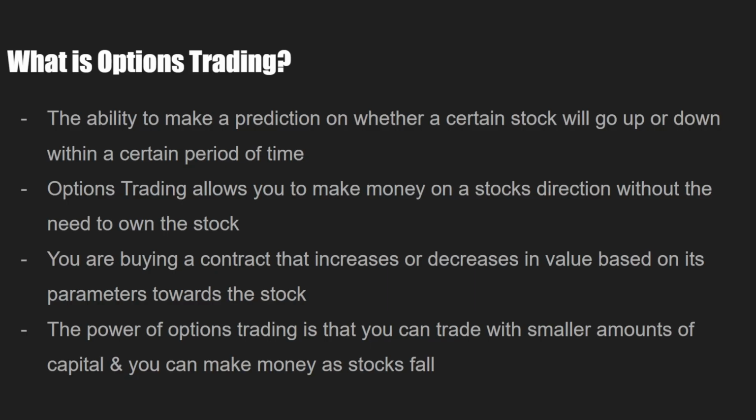What is options trading? This is the ability to make a prediction on whether a stock will go up or down within a certain period of time. Essentially, you're taking a bet if you think the stock is going to go up or down. When it comes to option trading, you're allowed to make money on a stock without ever owning a share of the stock. You're buying a contract that will increase or decrease in value based on the parameters towards the stock. The power of options trading is that it gives you the ability to trade with smaller amounts, and you can make money as the stock falls.